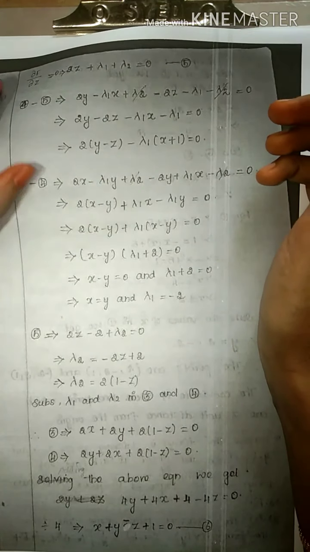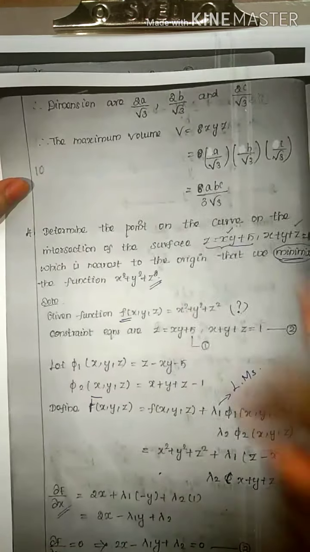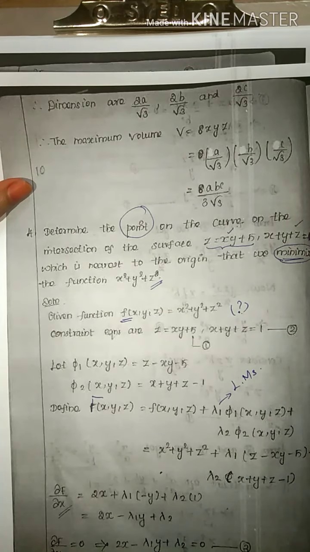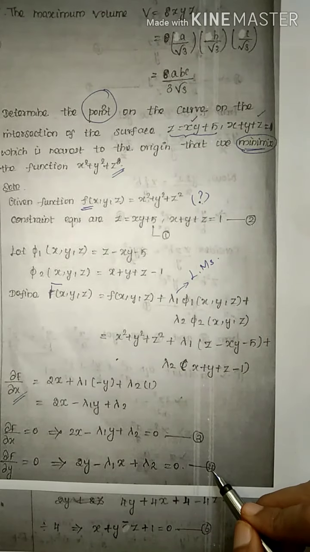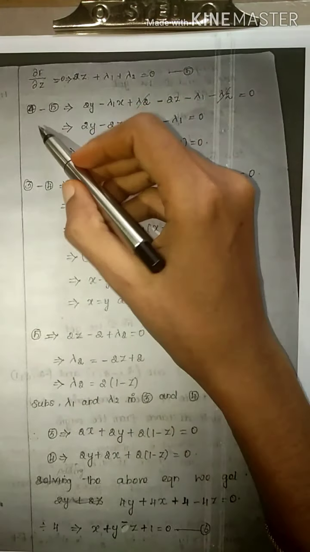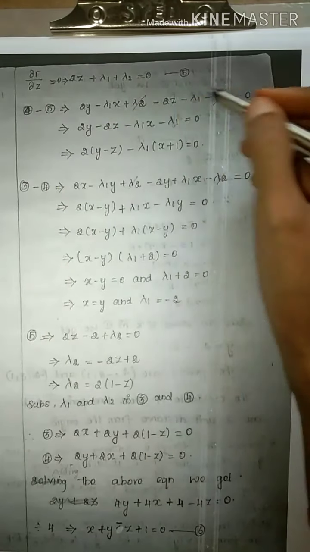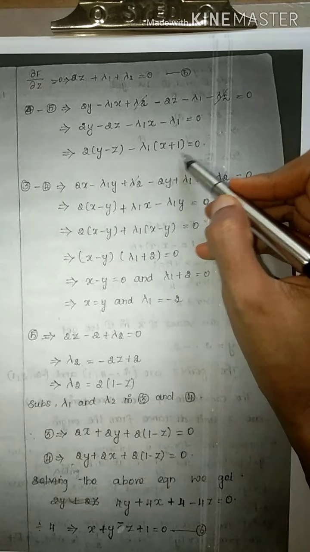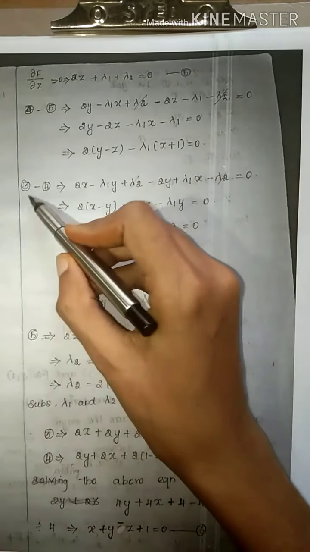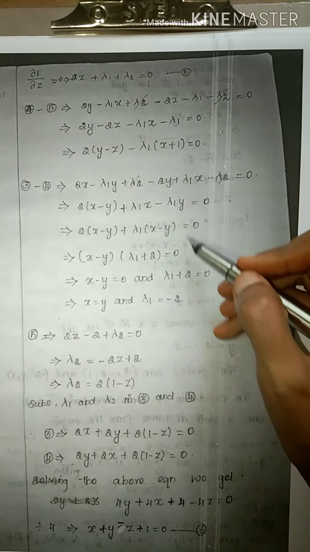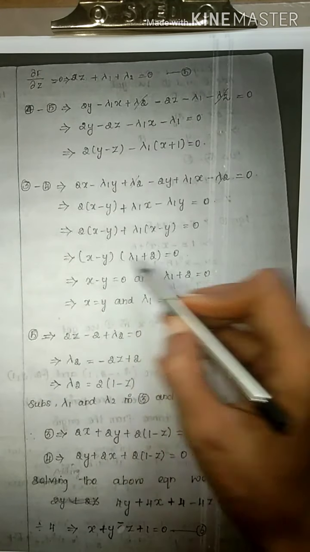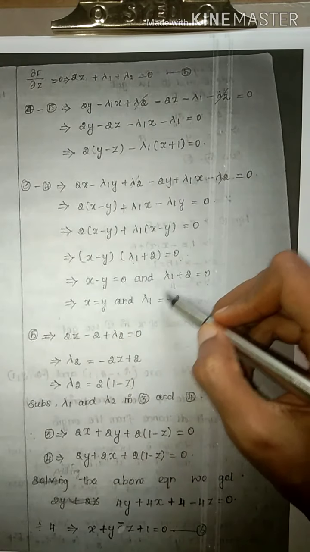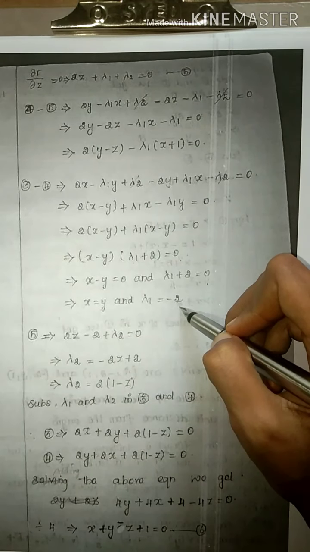Now, our aim is to find the point on the curve. For that, you need x, y, z. Already equations number 3, 4 and 5 are here. Now just subtract 4 and 5. You will get 2 into (y minus z) minus lambda 1 into (x plus 1) equal to 0. In the same manner, subtract 3 and 4. So you will get x minus y is equal to 0, lambda 1 plus 2 is equal to 0, so that x is equal to y and lambda 1 equal to minus 2.